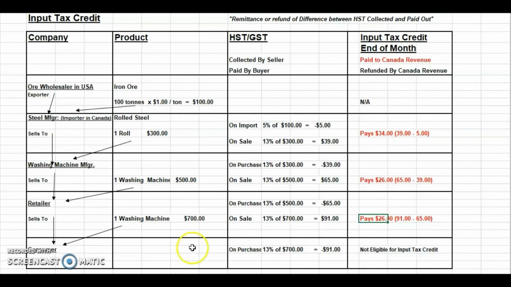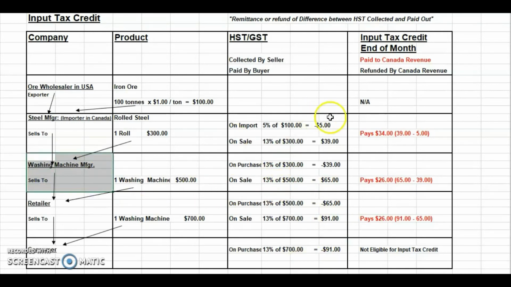Now, what I want to bring your attention to is the fact that this is a value added tax, VAT. As a matter of fact, in some countries, they don't even rename it. They call it VAT, such as in the United Kingdom, value added tax. So I want you to take a look at the washing machine manufacturer.